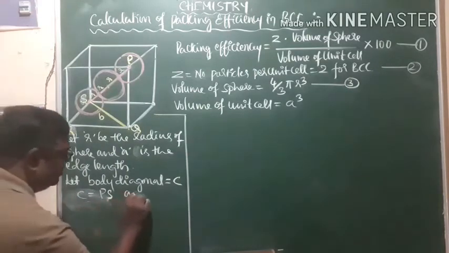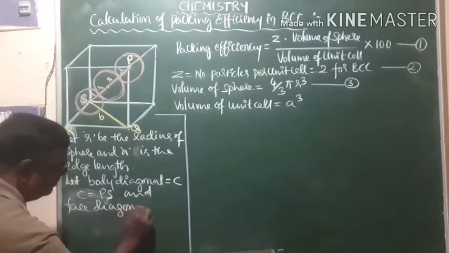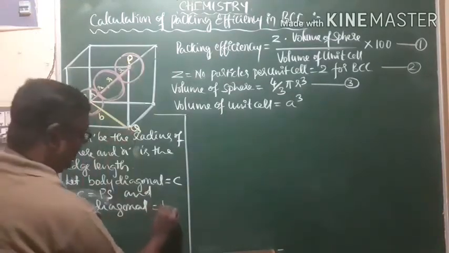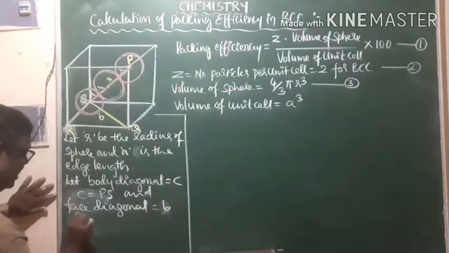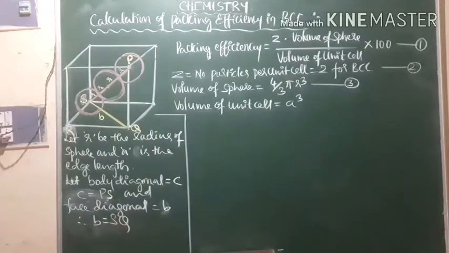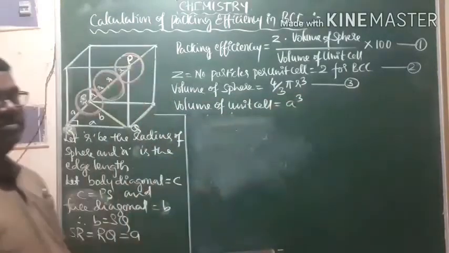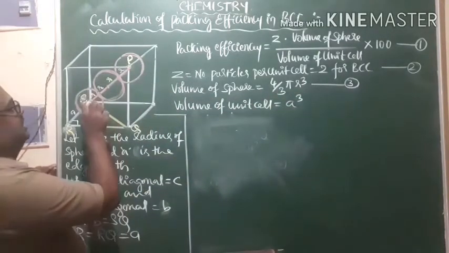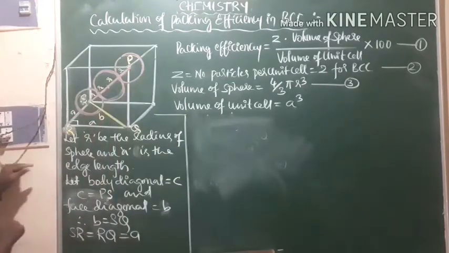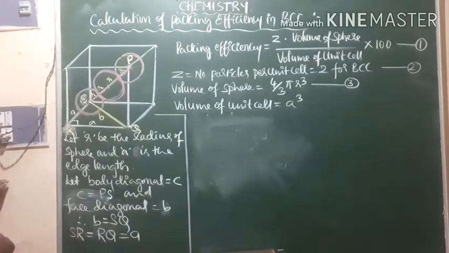Okay? The face diagonal is equal to b, and therefore b is equal to SQ. Look at this. I want to express this a in terms of r. For that purpose, we have constructed a diagram here. SQ is a face diagonal, RS is a body diagonal, and SR is an edge length.